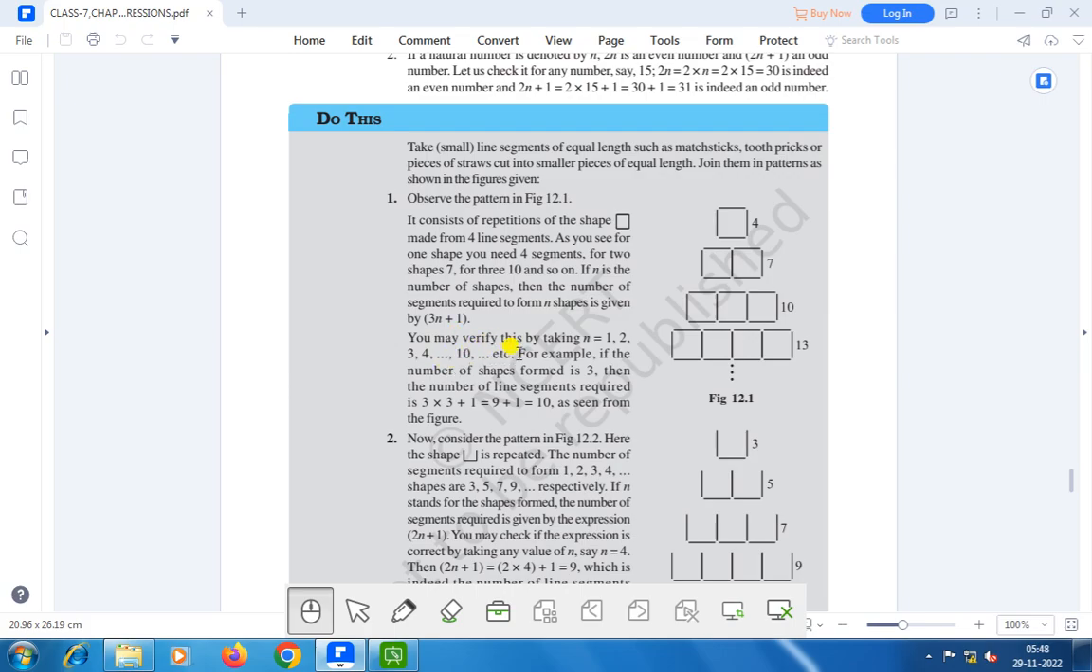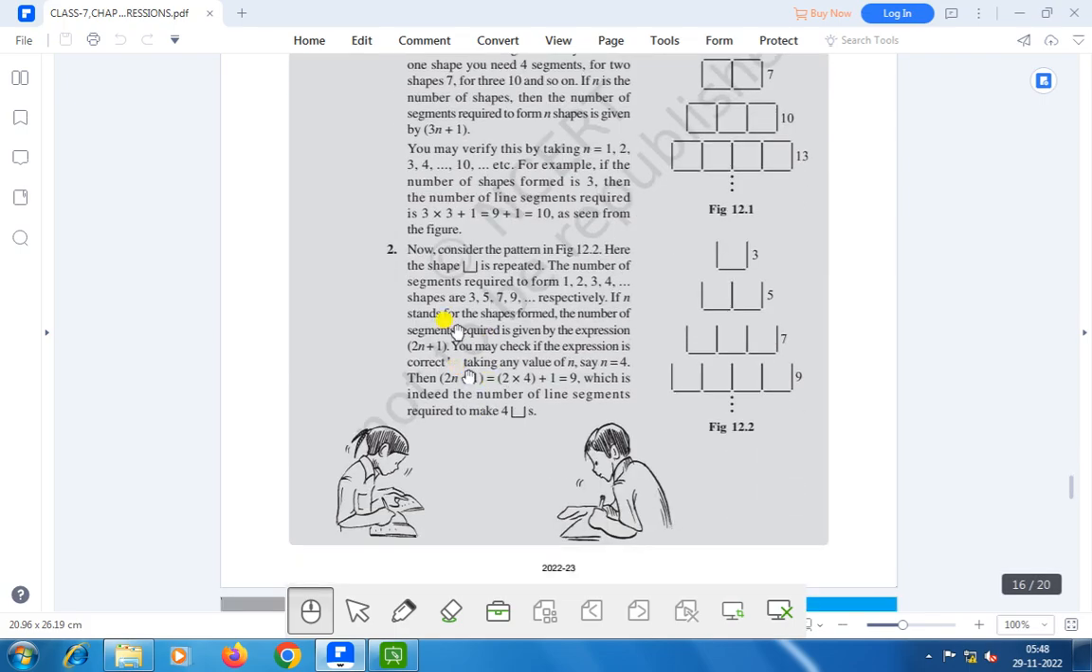You may verify this by taking n equal to 1, 2, 3, 4, 10, etc. For example, if the number of shapes formed is 3, then the number of line segments required is 3 into 3 plus 1, that is 10, as seen from the figure. Now consider the pattern in figure 12.2. Here, the shape U is repeated. The number of segments required to form 1, 2, 3, 4 shapes are given as 3, 5, 7, 9 respectively.